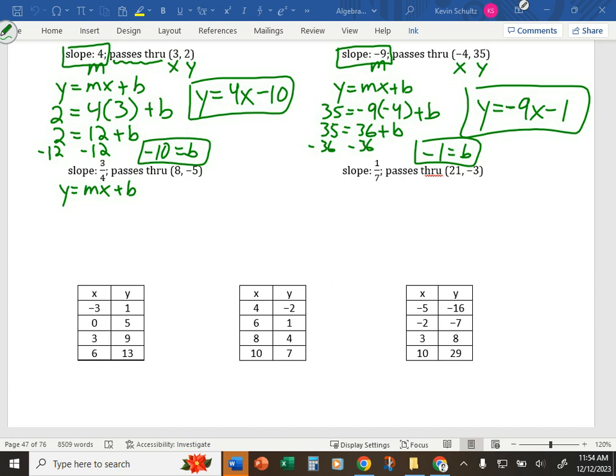Who's got it and wants to share it? Anthony? B equals -1. Oh, you solved it. Okay. Well, what did you set up first? Let's take it step by step. -5 equals 3/4 times 8 plus b. Good. Same setup as the other one, right? -5 is our value for y, goes in for y. 3/4 is our slope, goes in for m. 8 is the x value, goes in for x, and we're solving for b.